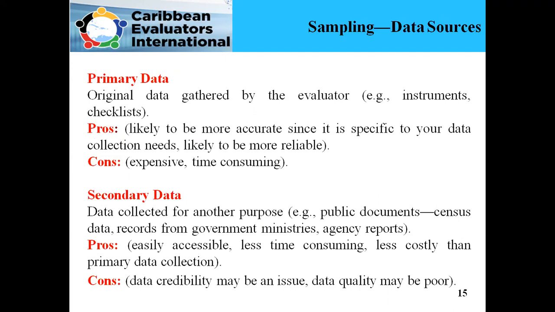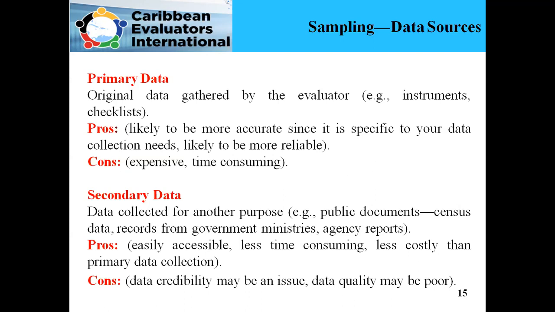With respect to data sources, there are two options that evaluators can choose from, or you may use both. Primary data is original data gathered by the evaluator. This is your better option. It is likely to be more accurate since it is specific to your data collection needs. However, it may be more expensive in comparison to secondary data and much more time consuming to collect.